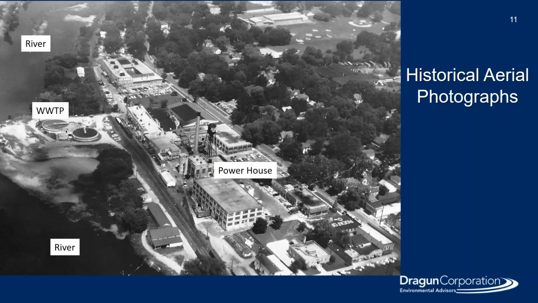Additionally, the site appears to have its own powerhouse. What types of fuel were used? Were they coals? Were they heavy petroleums? Where were these fuels stored? How did they handle and dispose of residuals such as coal ash?